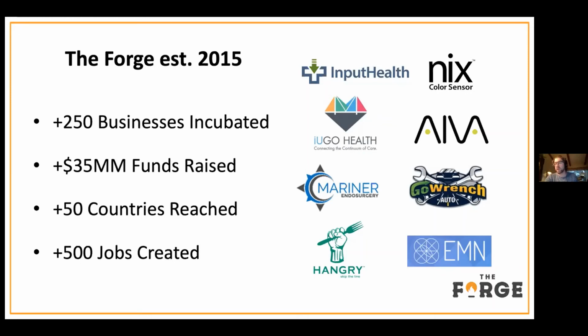And over here on the right, we've got a bunch of our famed companies that have gone through our programs. Nix color sensor is available on Amazon right now to buy. They're one of the highest caliber color sensors on the market, and it helps people who are trying to match paint in their houses, among other uses. We've got Mariner Endosurgery, which is just killing it right now. They've just finished their human trials, and they make a laparoscopic surgery tool. So, a pretty wide breadth of companies that we work with.